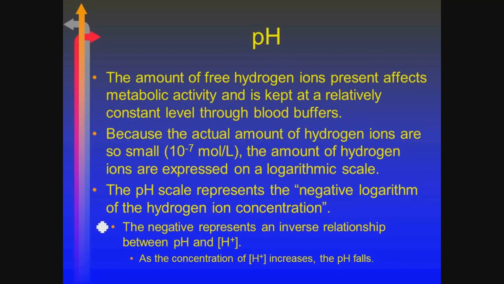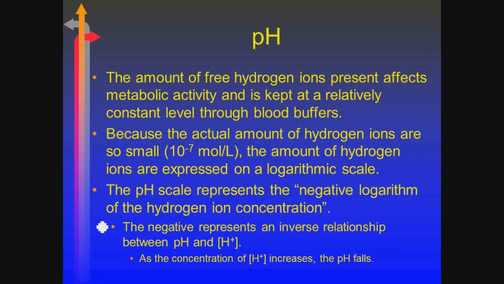So instead of measuring it in its actual quantity, we take the logarithm of it, because the logarithmic scale is an exponential scale, and it can be expressed a whole lot easier. We also are looking at the negative logarithm of the hydrogen ion concentration. So as the hydrogen ion concentration goes up, the pH actually goes down.